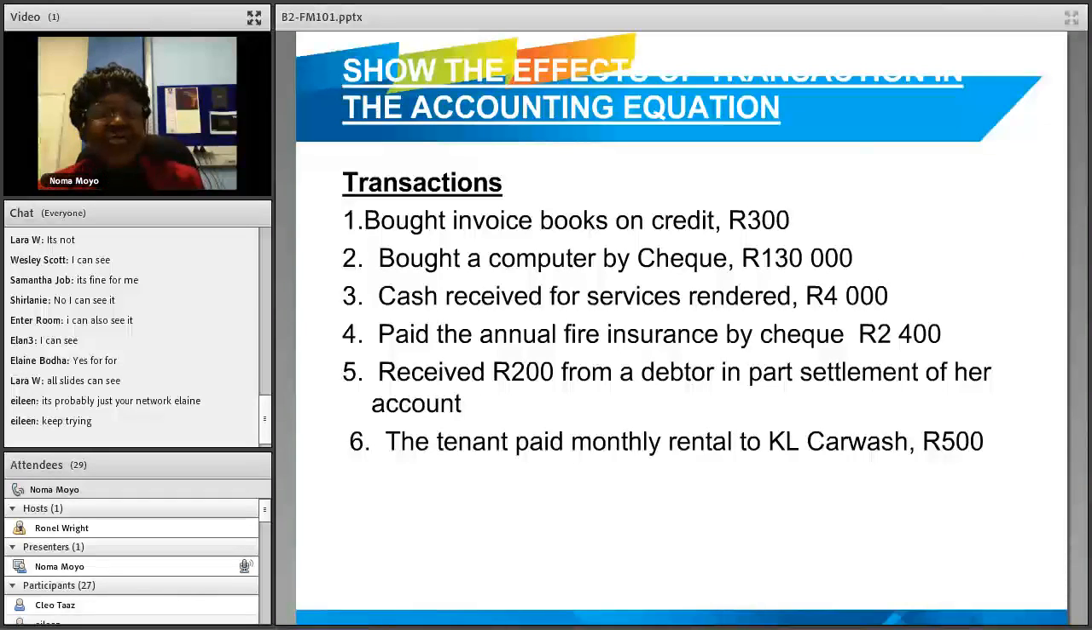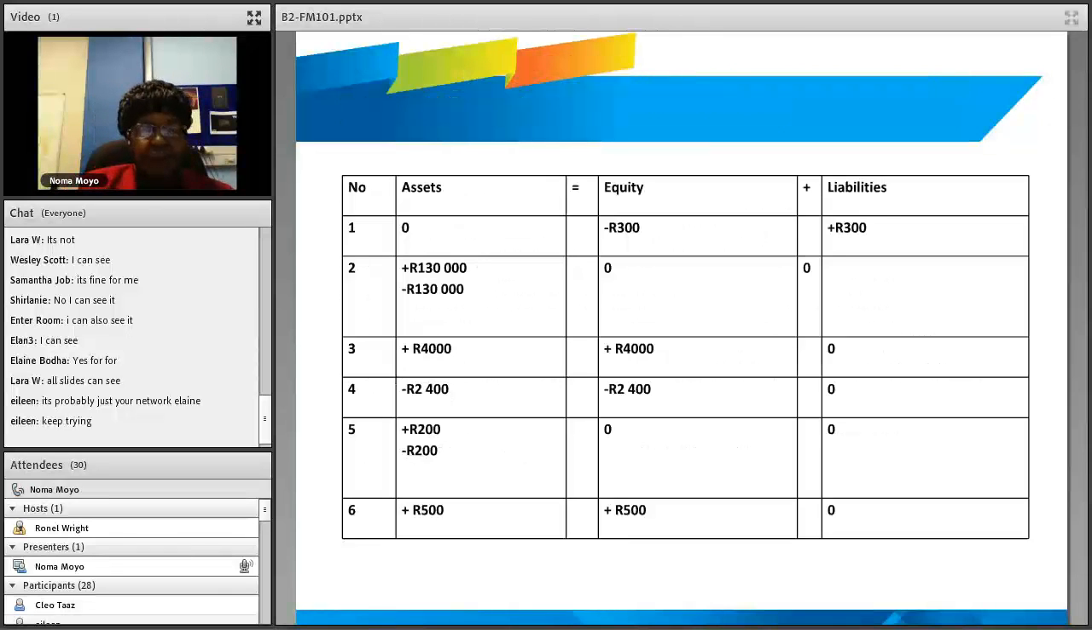Let's look at the effect of these transactions on the accounting equation. For instance, bought invoice books on credit. Invoice books are an expense. And what does an expense do? It reduces your owner's equity. And because you bought them on credit, it means they will be a liability. So this is how this one is going to be entered. Look at that, number one. What happens? The equity goes down because invoice books are an expense. Liabilities go up. You now owe.